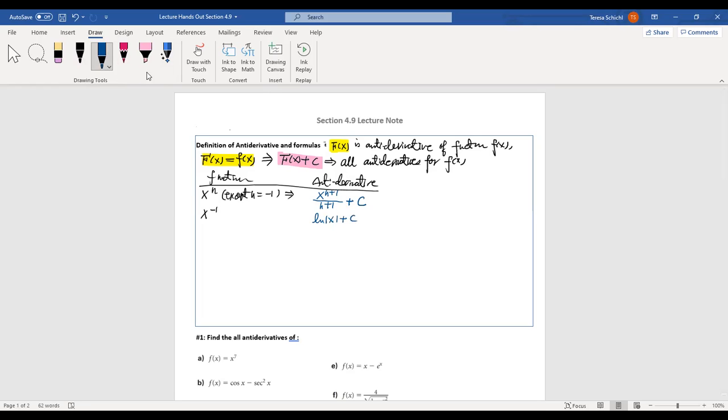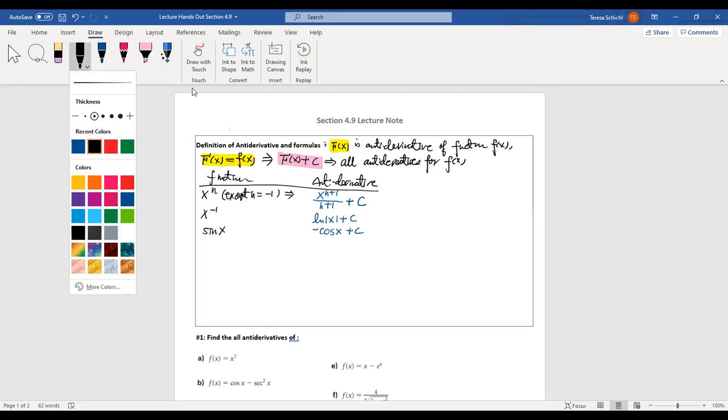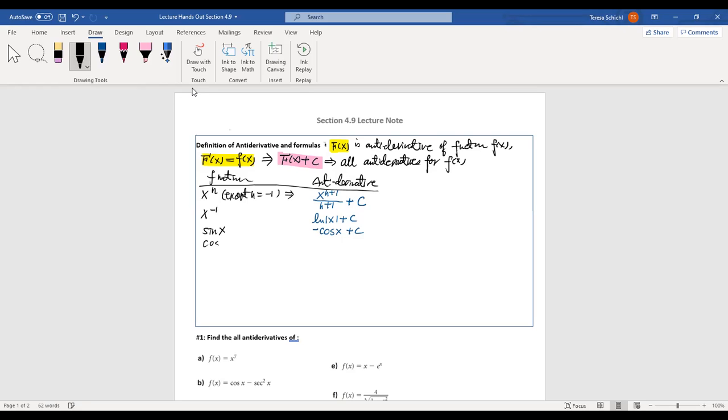And the next one, sine x. We know the derivative of cosine is negative sine. So in order to get sine x, the antiderivative is negative cosine x plus C. Then the next one is cosine x. What function's derivative will give you cosine x? It's sine x plus C.